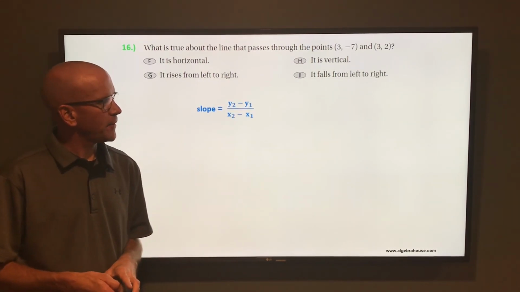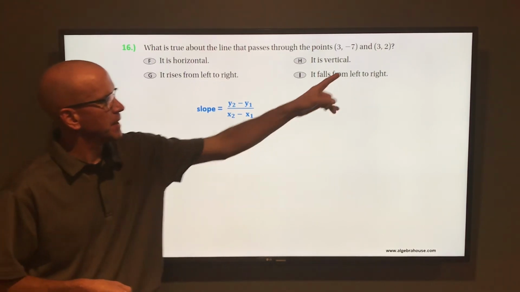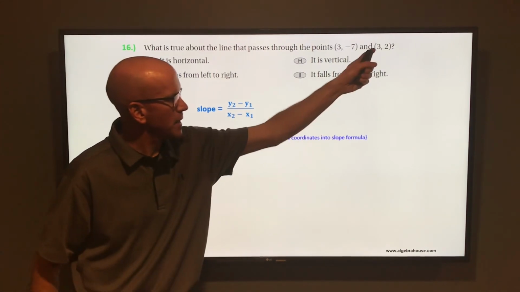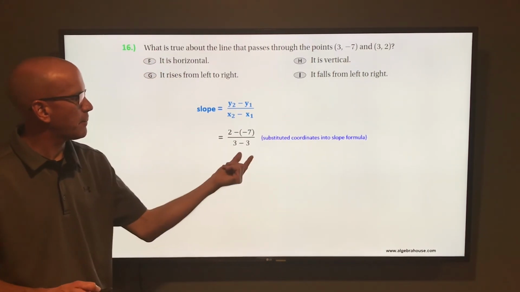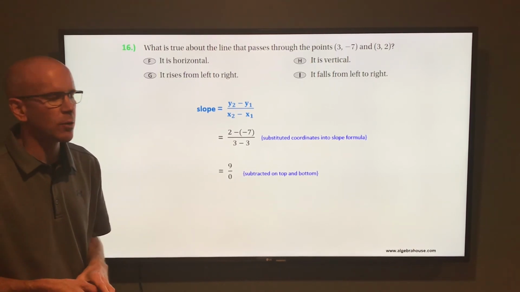Slope on that, if you want to find the slope, so if you didn't realize that the x-coordinates were the same and you proceeded to find the slope by taking the difference in the y-coordinates, say 2 minus the -7 over the difference in the x-coordinates, 3 minus 3, you're going to end up with a denominator of 0 because a vertical line has a slope that is undefined.